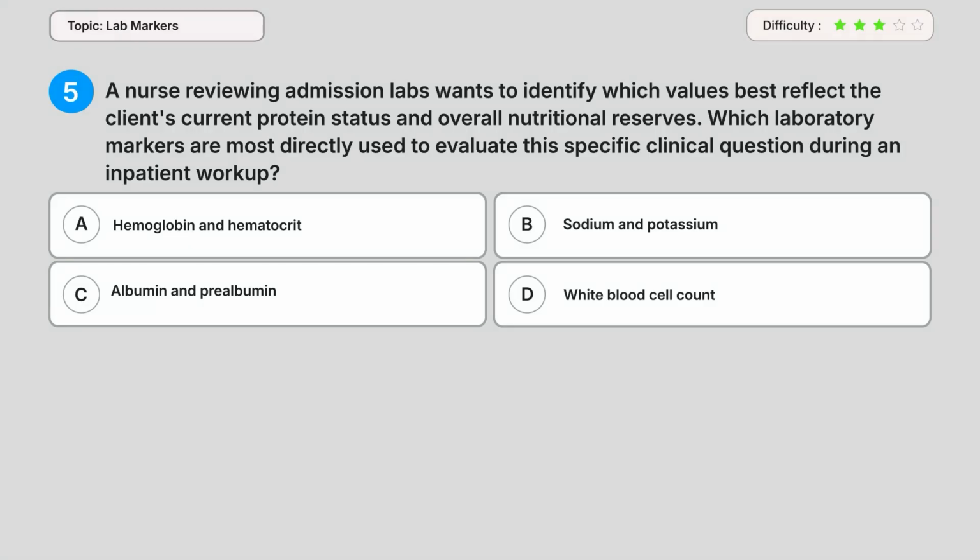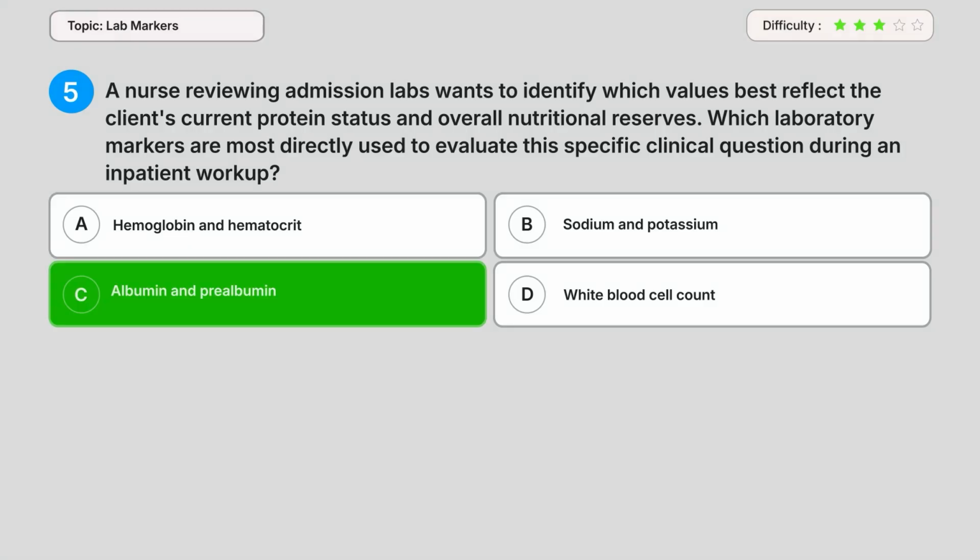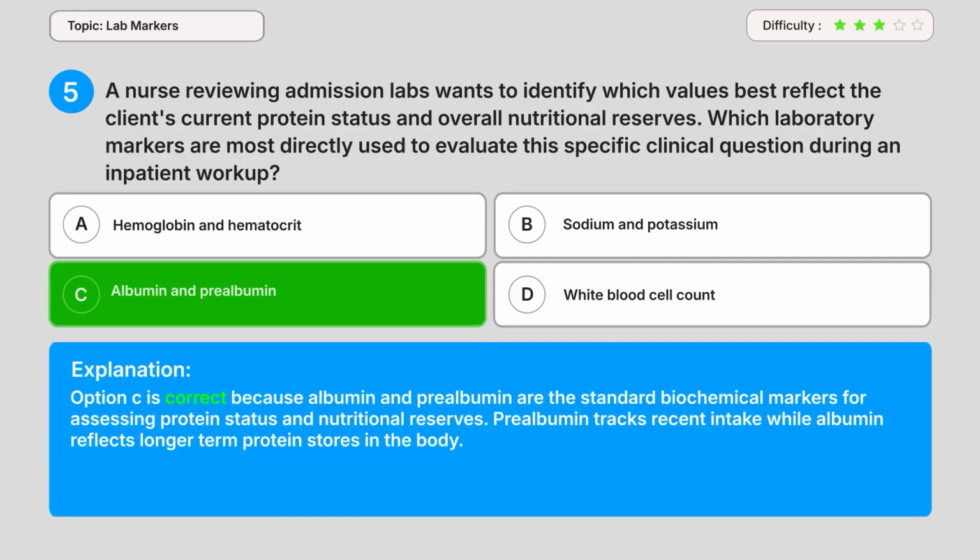Correct answer, C. Albumin and prealbumin. Explanation: option C is correct because albumin and prealbumin are the standard biochemical markers for assessing protein status and nutritional reserves. Prealbumin tracks recent intake, while albumin reflects longer-term protein stores in the body.